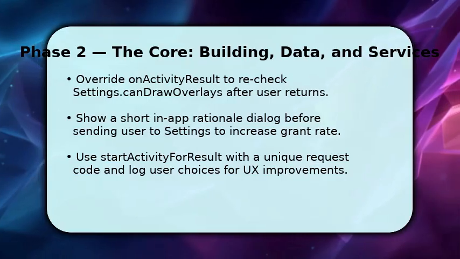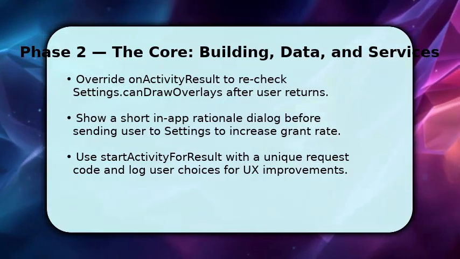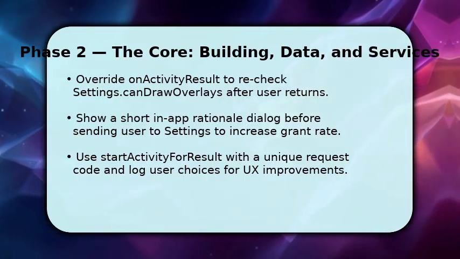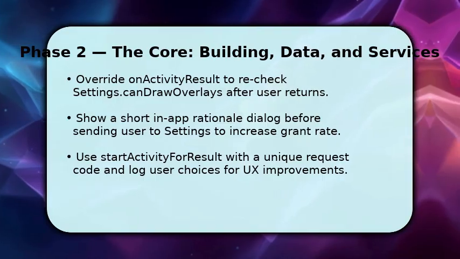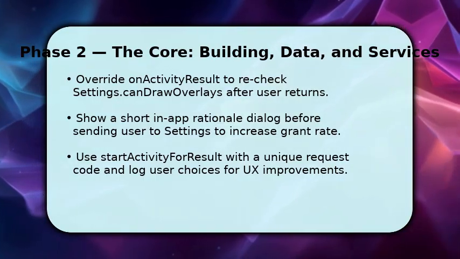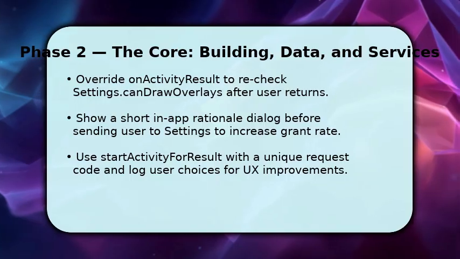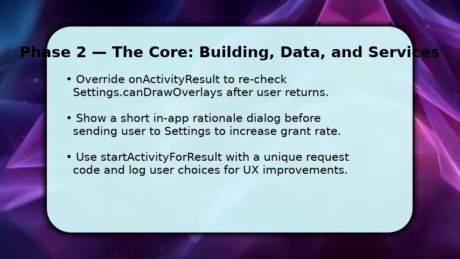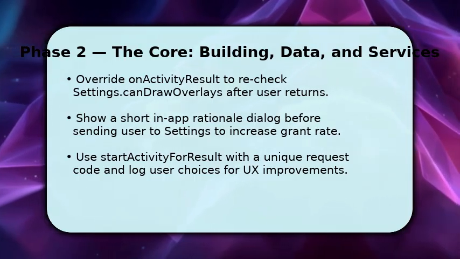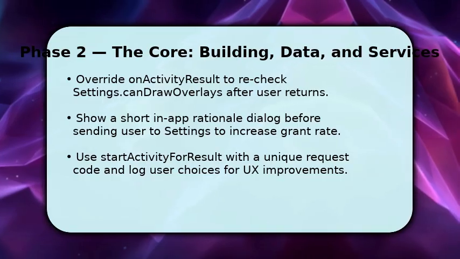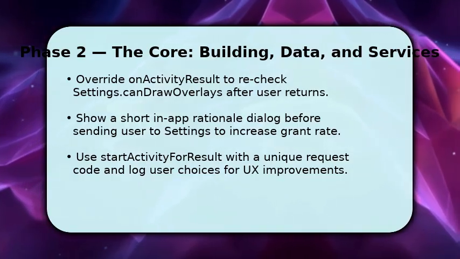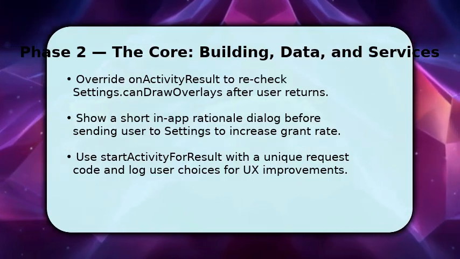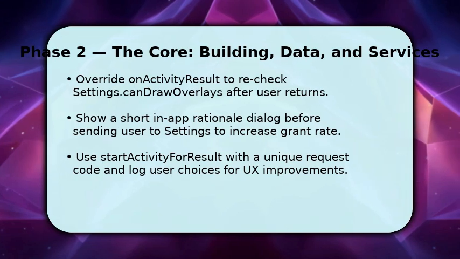Once the settings screen closes, you must recheck the permission inside onActivityResult. Do not assume the user granted it. If the permission is still missing, present a concise rationale dialog explaining why overlay is needed and include a button that relaunches the ACTION_MANAGE_OVERLAY_PERMISSION intent. Make sure to use a consistent request code so you can track flows, and record a simple metric on grant versus deny to iterate on the message and improve acceptance.